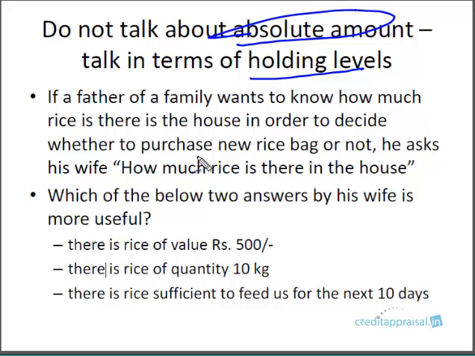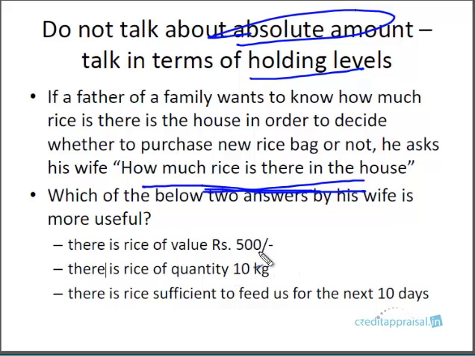Here we can take an example of a small family. If the father of a family asks his wife, how much rice is there in the house? He wants to know because he is going out, and if it is less, he wants to purchase a new rice bag. So he just asks his wife how much rice is there in the house. Now the wife might answer in a number of different ways.